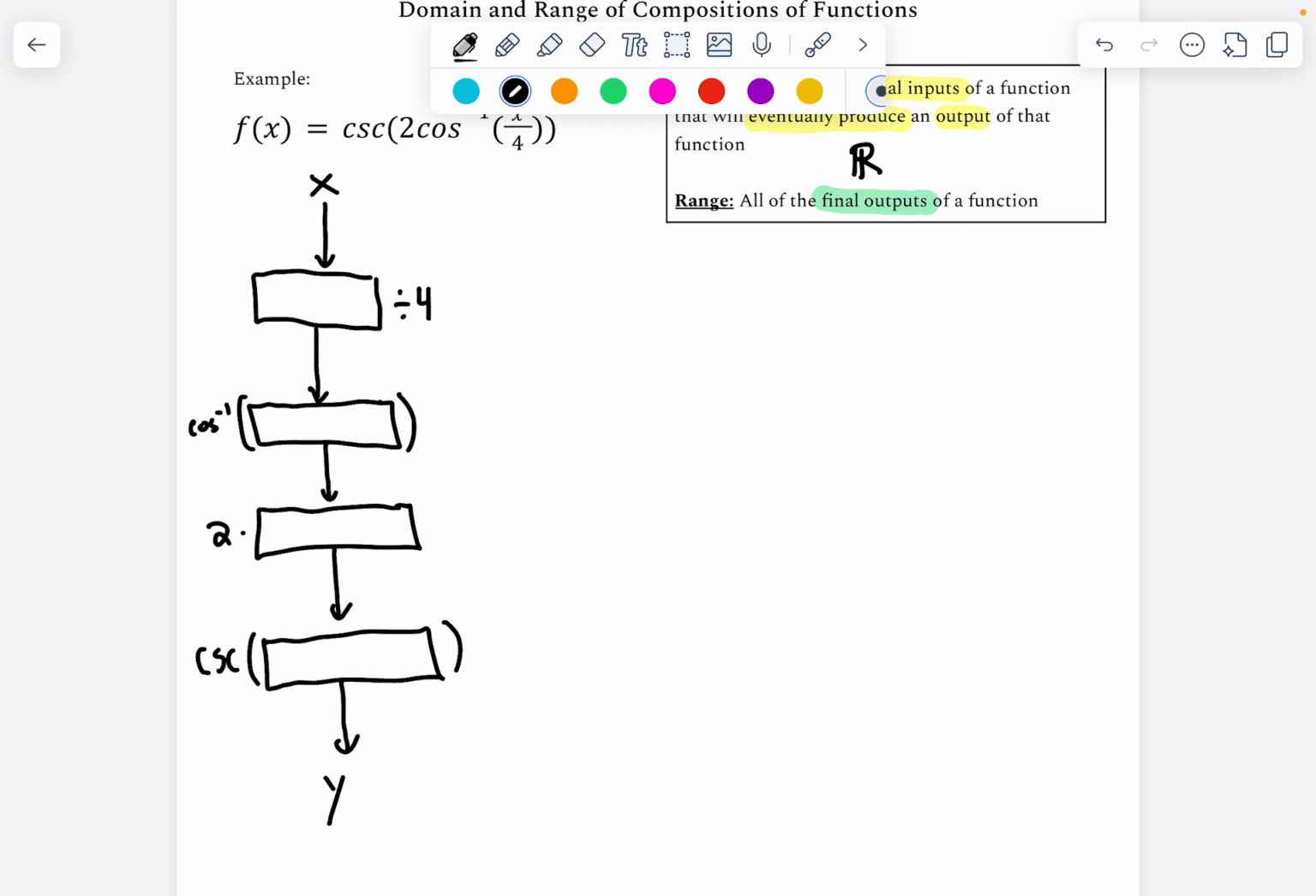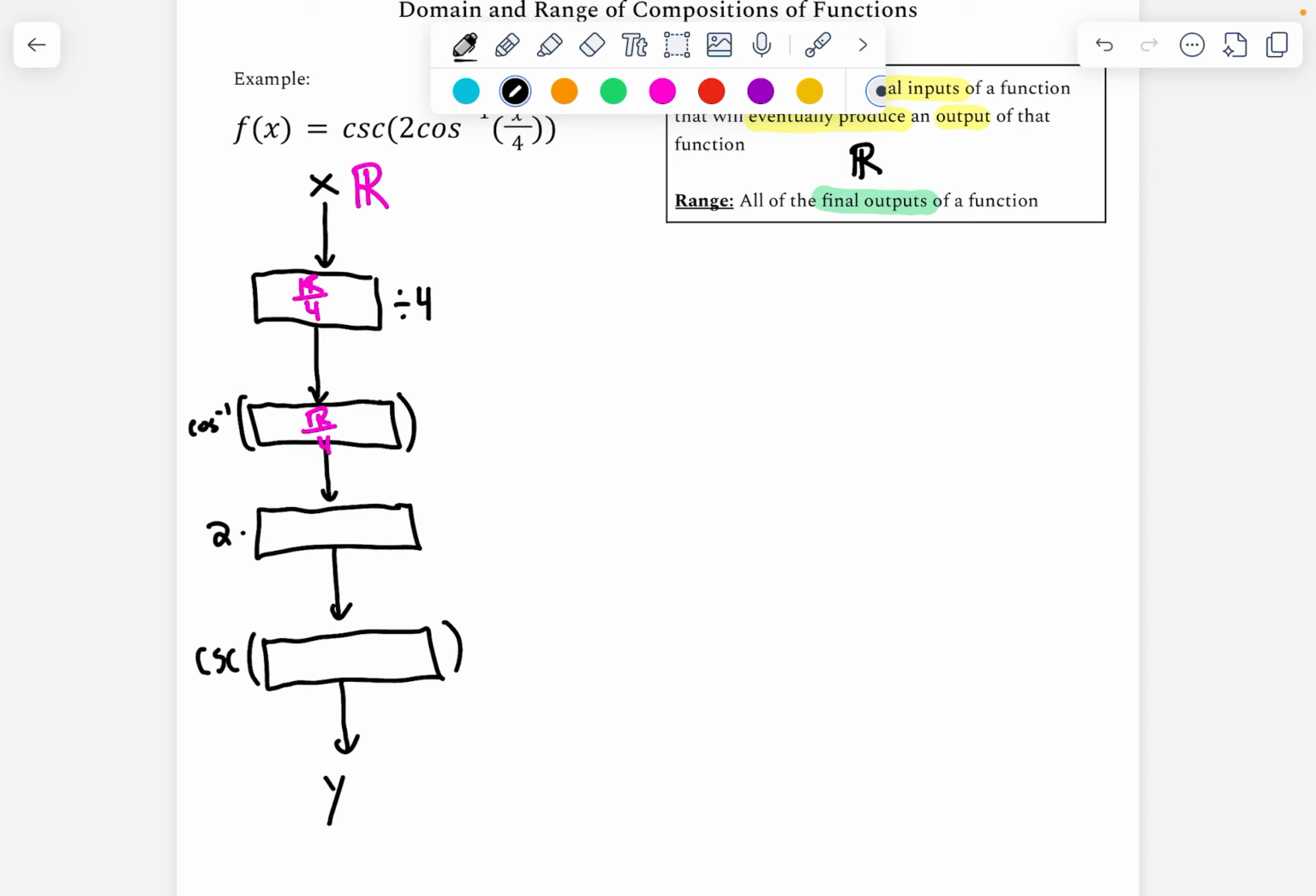So I break down the layers of this function, and then we're going to look at the function at each layer and decide if there's any special considerations that we should make. We're going to start with all real numbers for x, and we're going to divide them by 4. So we're still going to have all real numbers, but compared to the ones we started with, they're going to be divided by 4, which is important to make note of. Then we're going to take cos inverse of all those real numbers divided by 4. But cos inverse only accepts certain numbers.